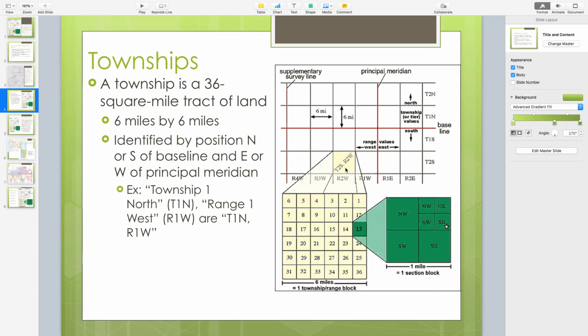However, when we use the word township, it also refers to the north or south placement from the baseline. Okay, that's where the T comes in. So it is township 2 south, but we also refer to township as this block of land. Okay, so it has two meanings.